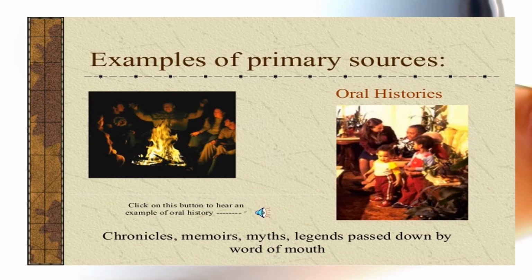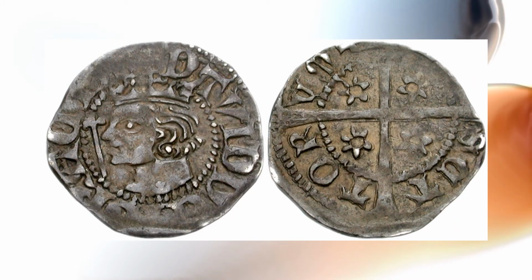Example of primary source, you have number 1, chronicles, memoirs, myths, legends that were passed down by word of mouth. So that is what we call oral histories. That is a primary source. Next, you have coins. This is an example of an old coin. It's actually a primary source.